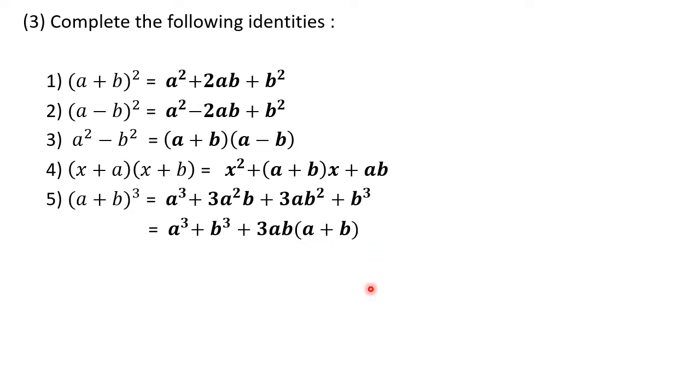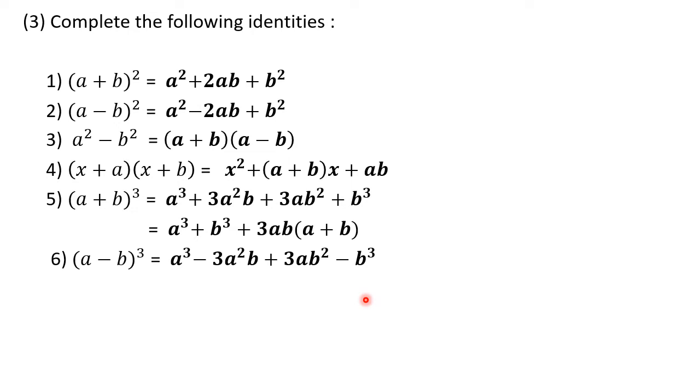And the next one is similar, only there is a sign change, a minus b the whole cube. Here again you will find that all the terms are similar, only the signs are different. The signs differ for the second term and the last term, that means the fourth term, they are negative here. So the expansion is a cube minus 3a square b plus 3ab square minus b cube.